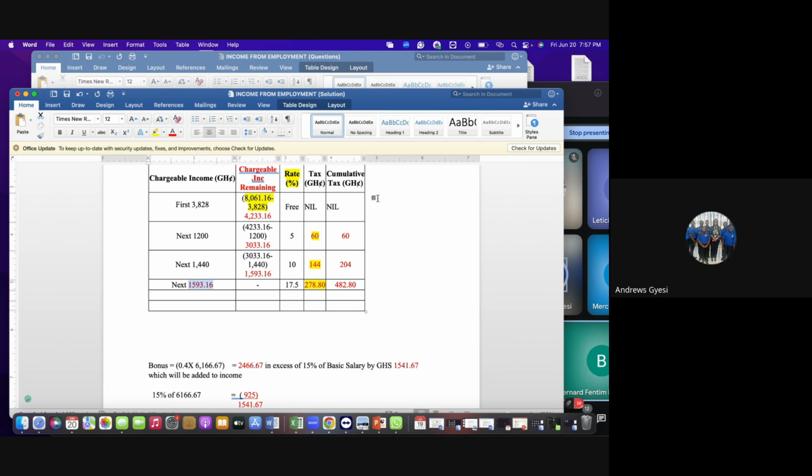That's where I have a problem. Why should I calculate the 17.5 on that amount since it's not up to what they are asking for? It should be that we treat it as free money.